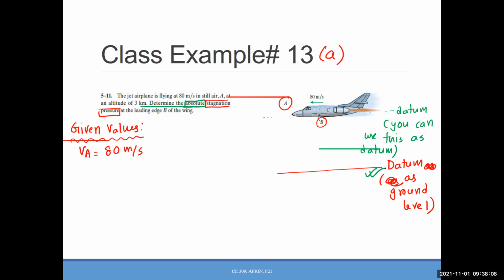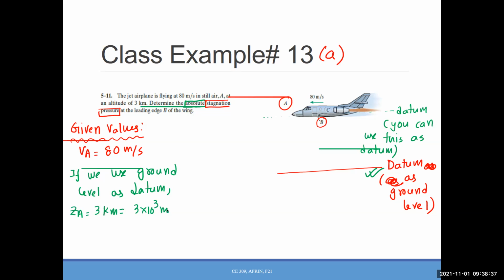The reason you have options here is that A and B are at the same level, so it doesn't matter which one you use, they will cancel each other, okay? So if we use the ground level as datum, ZA will be what? 3 kilometers, right?